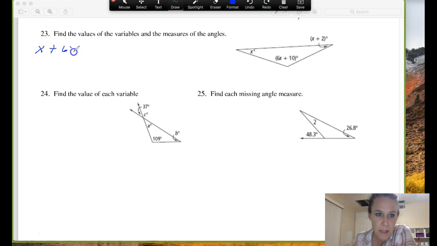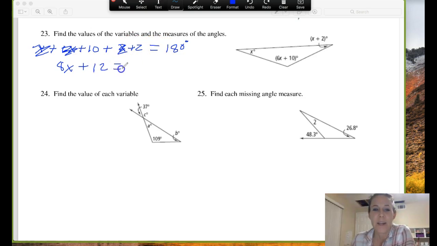X plus 6x plus 10 plus x plus 2, this plus this plus this has to be 180. Now solve for x. Combine your like terms. 1x plus 6x's, that's 7x's, plus one more x, 8x's. So I've got 8x's. Sounds like all of my x's live in Texas. Okay, then 10 plus 2 is 12. And that equals 180. Now go ahead and solve for x.